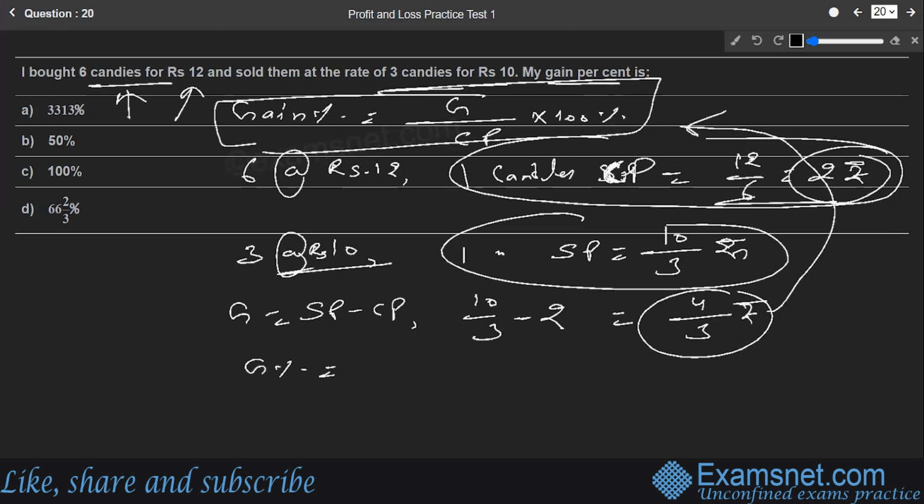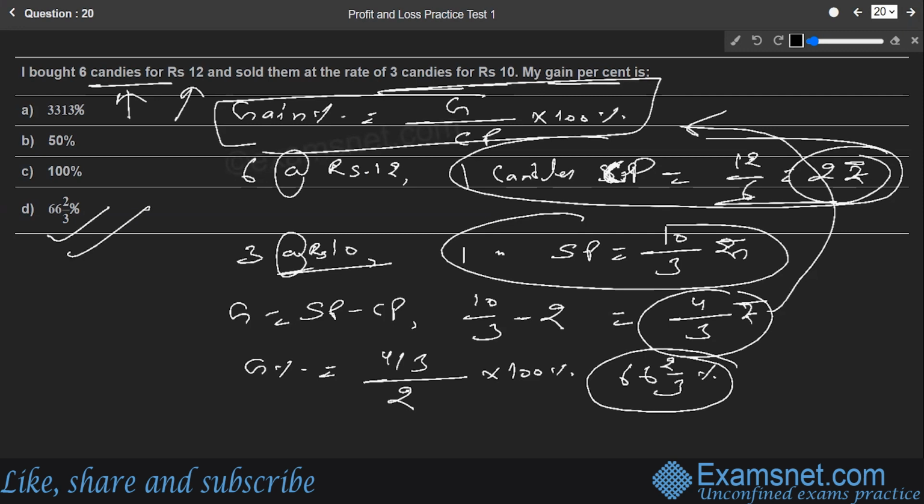Gain percent is going to be, gain of 4 by 3 rupees has happened. The cost price was 2 rupees for one candle, into 100%. If you solve this, it comes out to be 4 by 6, that is 2 by 3 into 100, that is nothing but 66 2 by 3 percent. The gain percent comes out to be 66 2 by 3%, which is available in option number D.